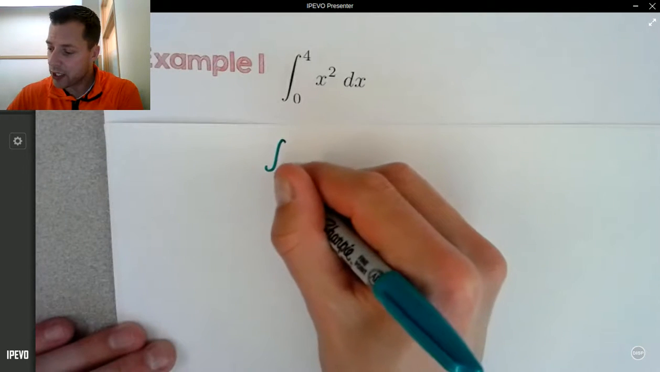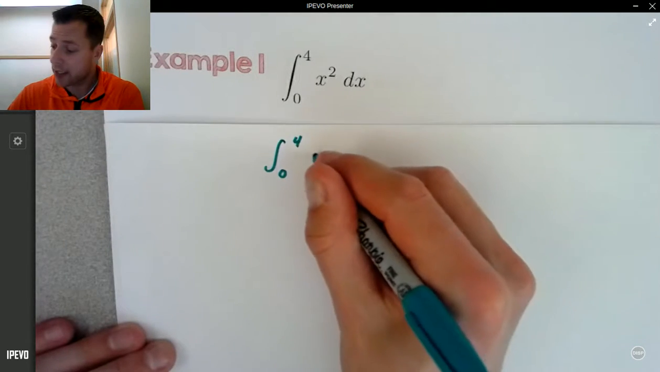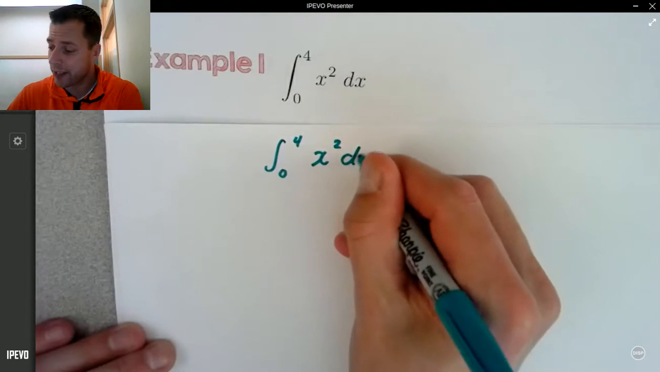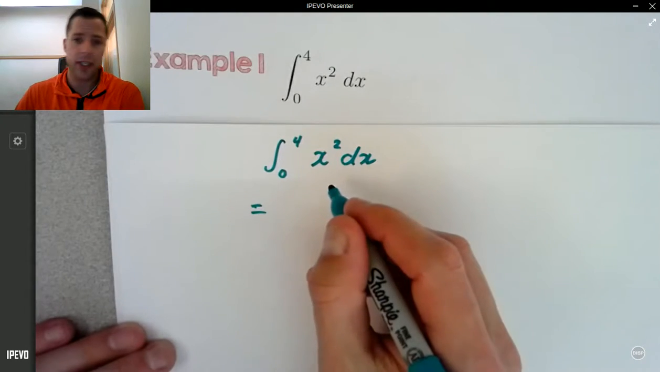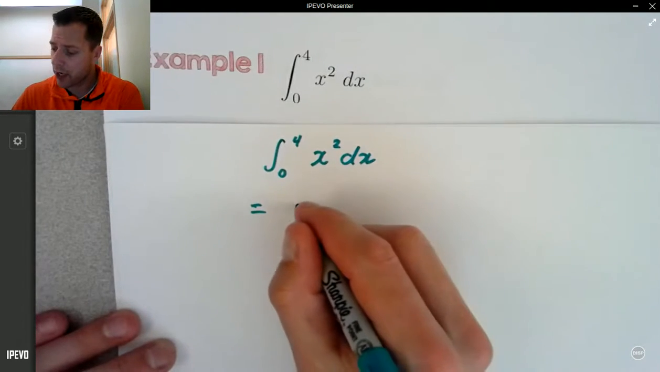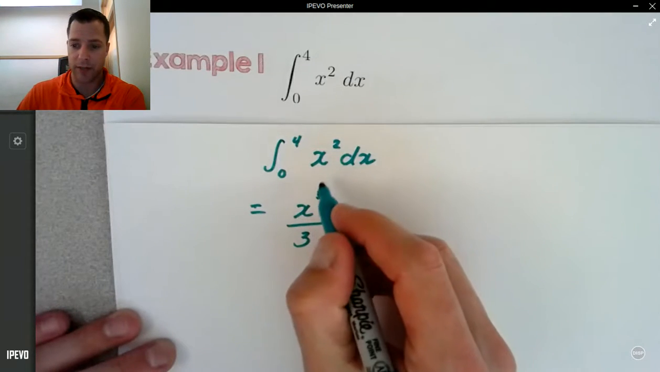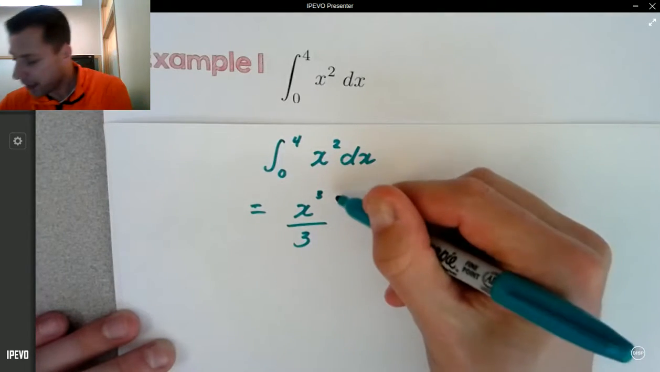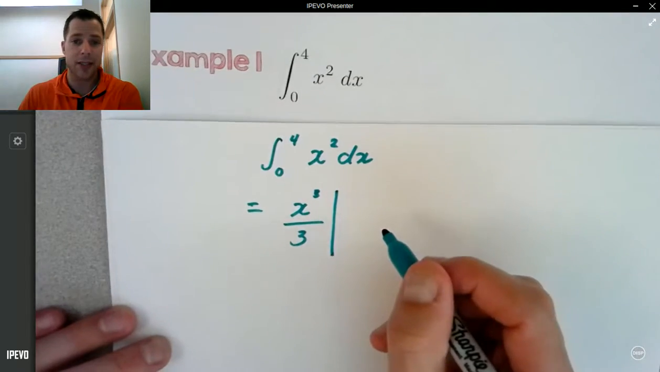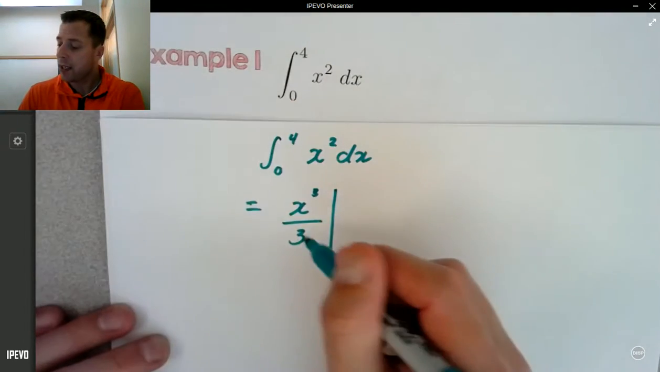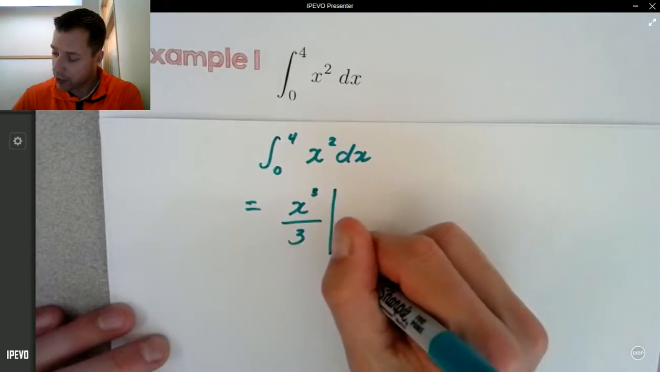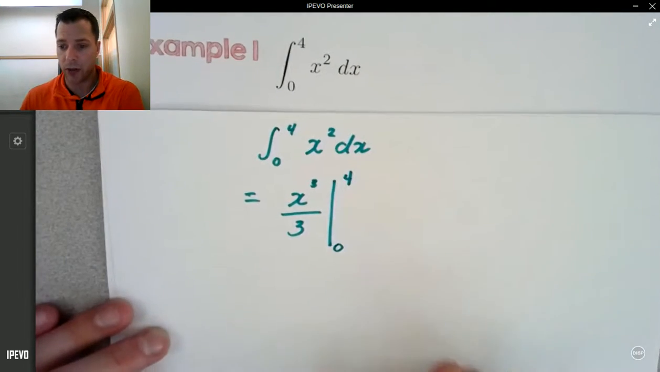The great news is you integrate this the same way as you would an indefinite integral. So you take the integral of x squared, it becomes x cubed over 3. Power rule, you add 1 to the power and divide by that same number. Normally you'd put the plus c here, but now we have from 0 to 4, so we put 0 and 4 here. Those are our upper and lower limits.